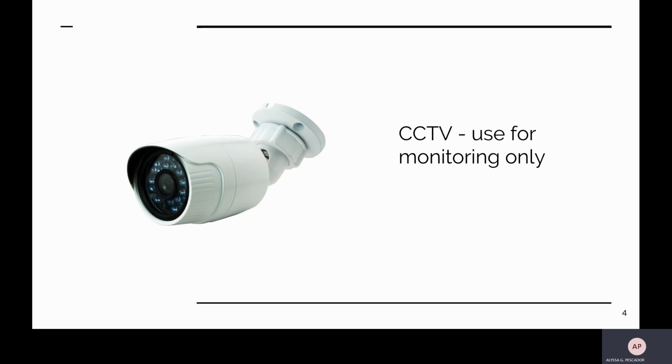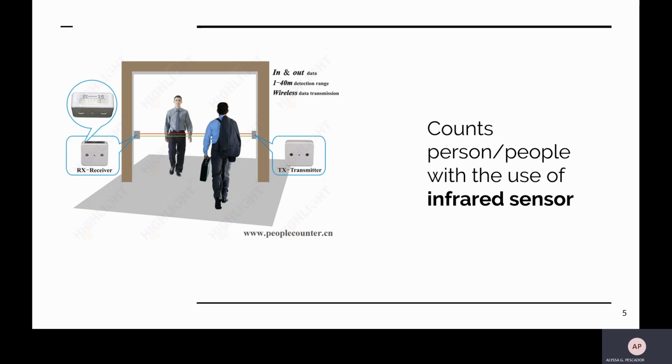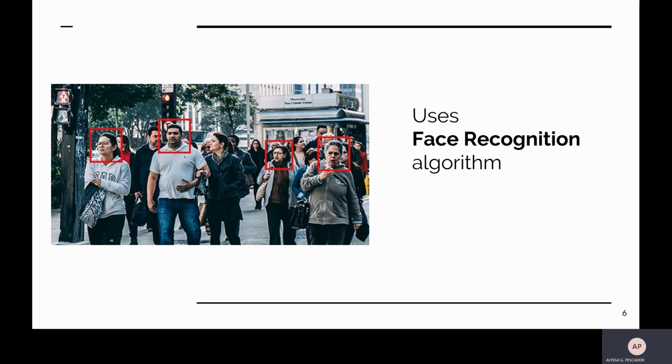Here are the related works. CCTV cameras are used for security purposes, mostly to monitor the activity of people within their sight. An infrared sensor is used to count the people passing through it. A face recognition algorithm is basically a task of recognizing a person based on their facial image.